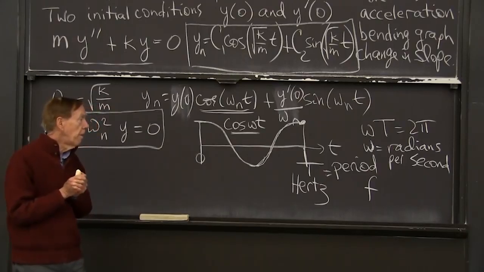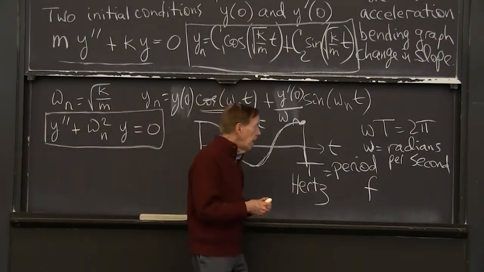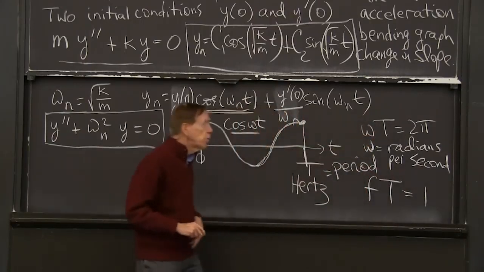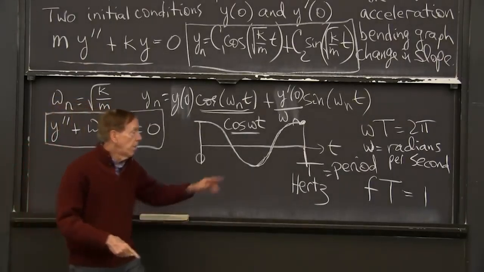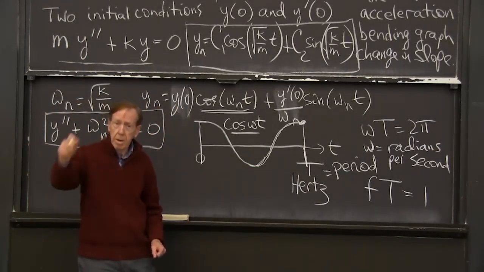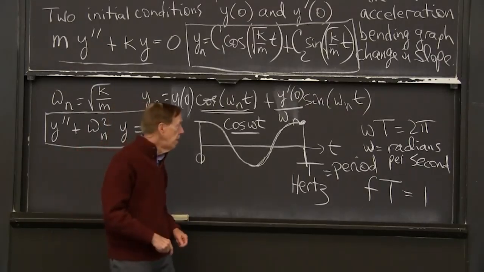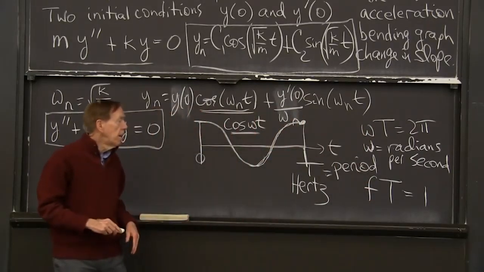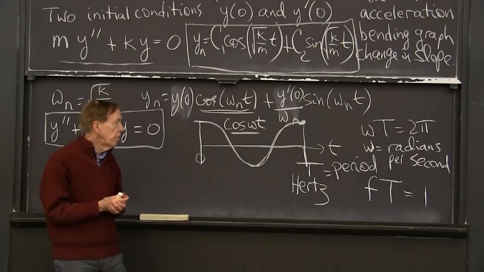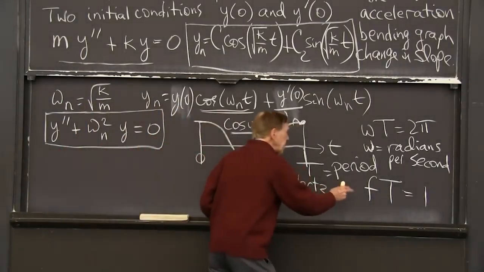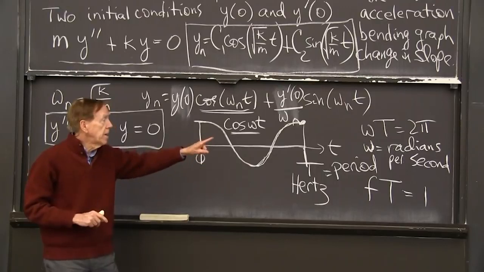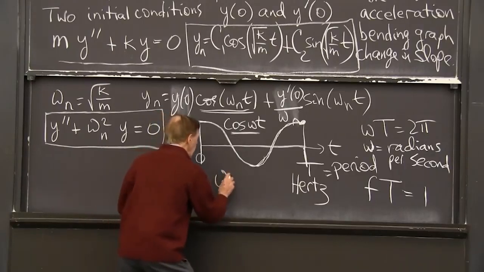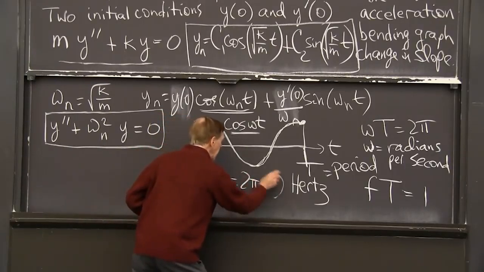So what is f? f times T is 1. Instead of dealing with 2 pi, which counts radians, the 1 just counts complete loops, complete oscillations. So f compared to omega, f is smaller by a factor of 2 pi. f times T is 1. f is 1 over T. Omega is 2 pi over T. So putting these together, omega is 2 pi times f.